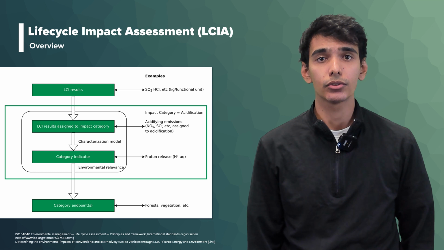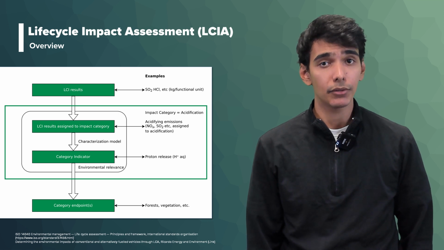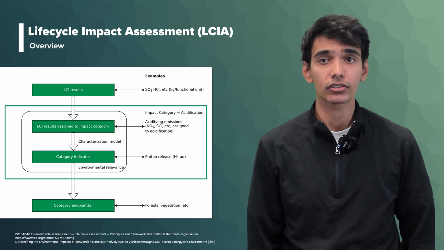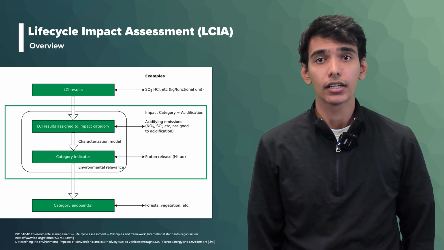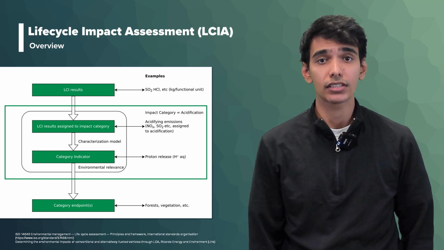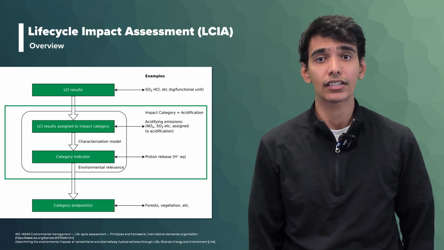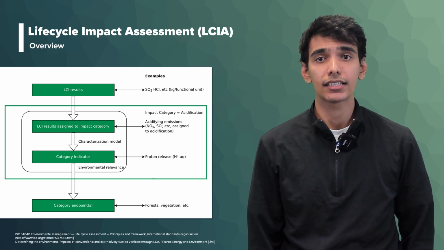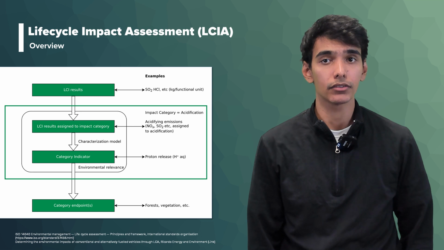Firstly, you use your LCI results and you assign them to an impact category. So for example, sulfur dioxide and hydrogen chloride can be assigned to the impact category of acidification. Once you have assigned these gases to this impact category, you use a characterization model that gives you a category indicator for your impacts. Essentially, this means something that indicates that this emission has happened, or the effect on the environment.